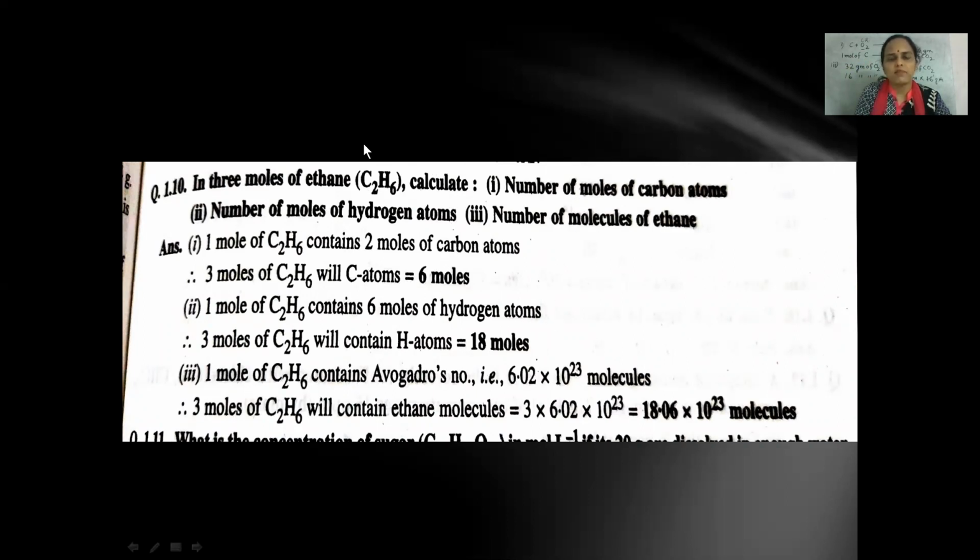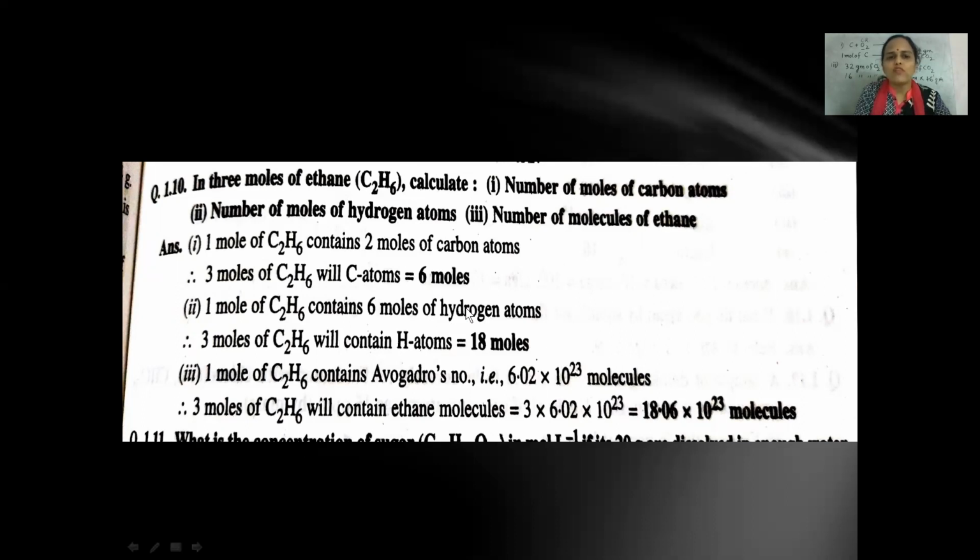Look at the second part of the question. The question is, in 3 moles of ethane, calculate the number of moles of hydrogen atoms. So in 1 mole of ethane, there are 6 atoms of hydrogen. Therefore, in 3 moles, 6 into 3, that is 18 moles of hydrogen atoms are there. Hope this is clear.